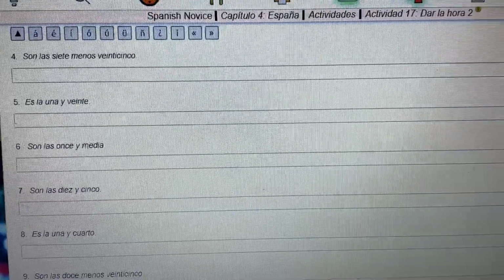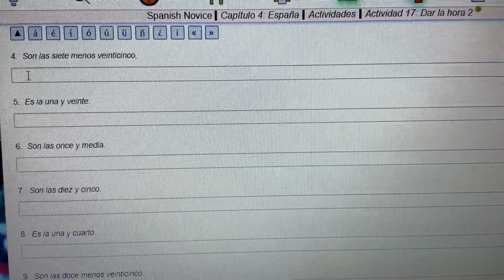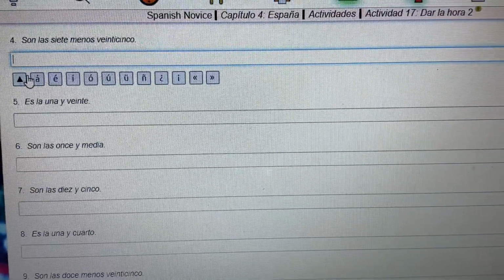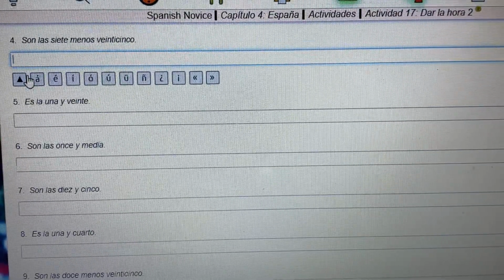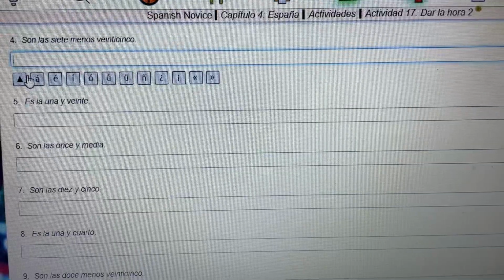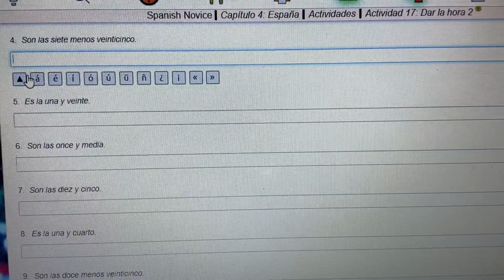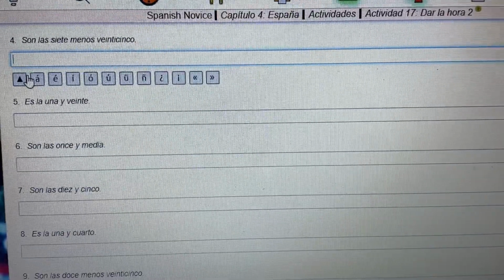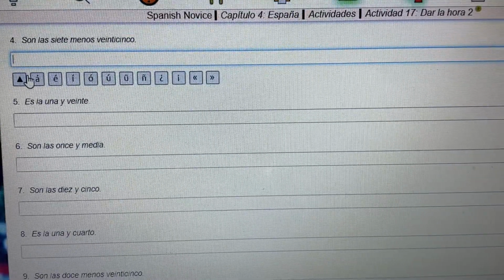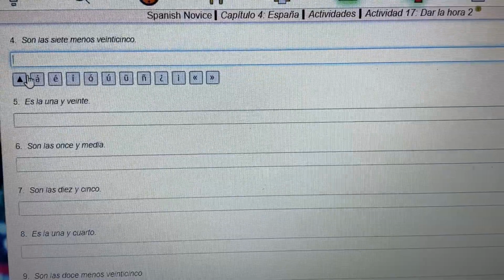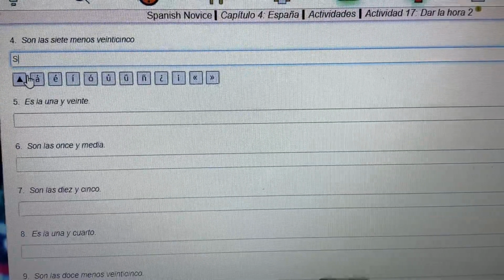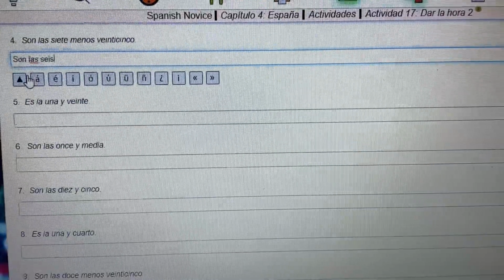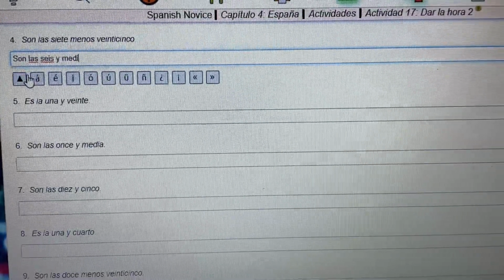Number four, son las 7 menos 25. So that's saying that it's 6:35. We subtract 5 minutes, it's going to be 6:30. Since our minutes are 30 or below, we're going to use y instead of menos. So we're going to say son las 6:30.